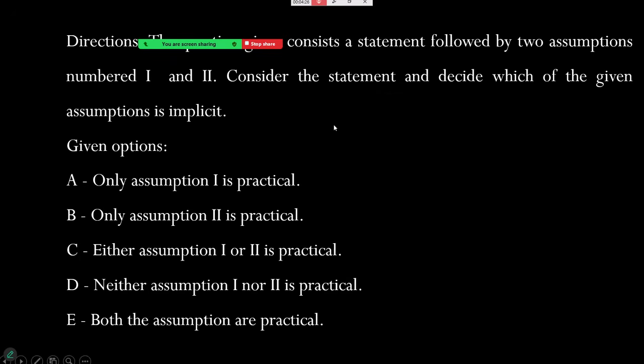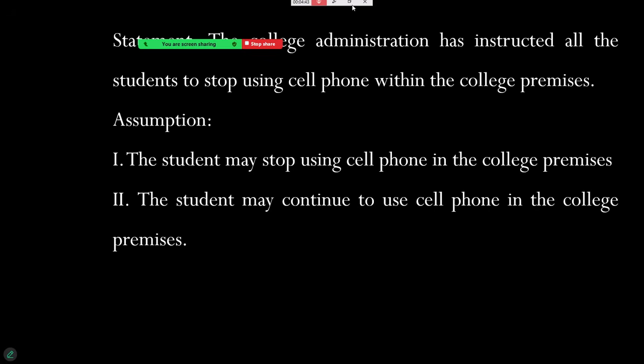Now we'll look into the questions here. Options are like: only the first one is correct, only the second one is correct, either one or two, neither one nor two, meaning both are wrong assumptions, or both are correct. This is how the options will be. Now we'll enter into the questions, you will get some idea. Let's see the first question here.